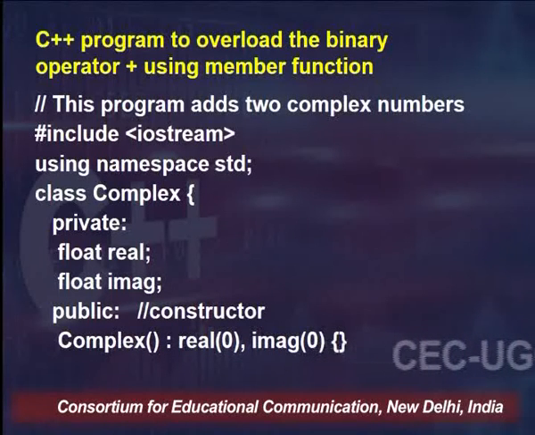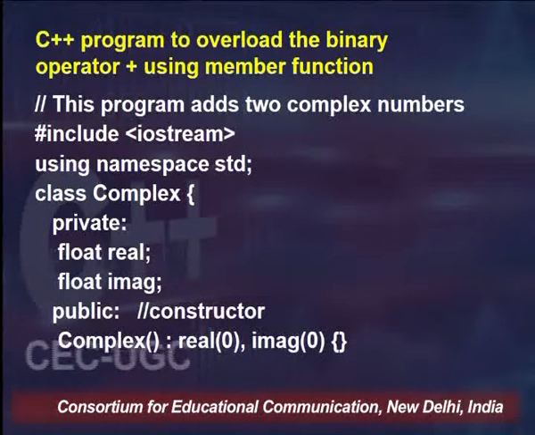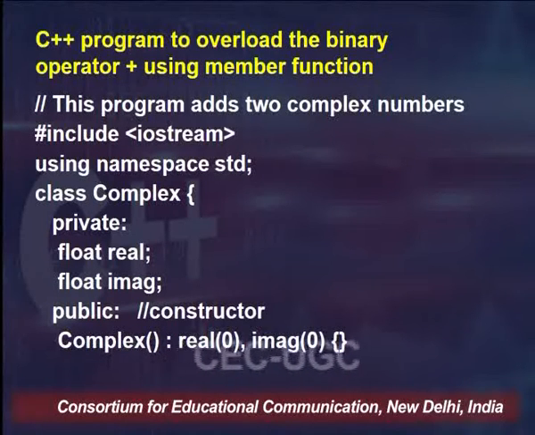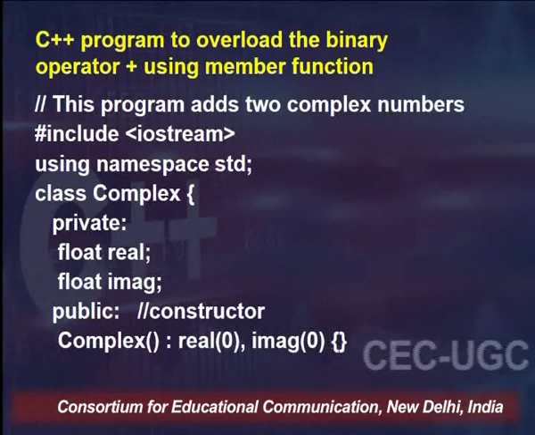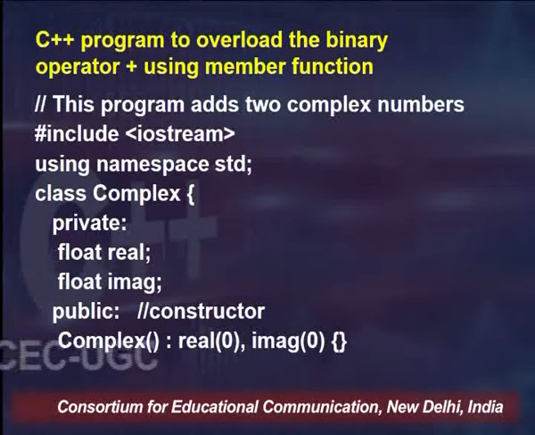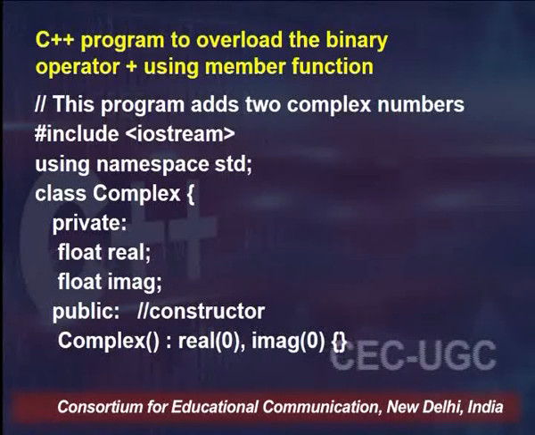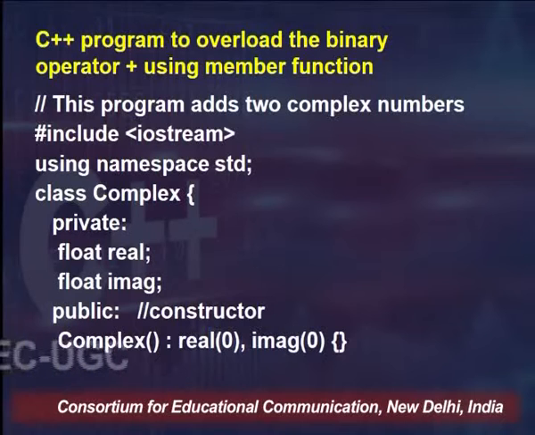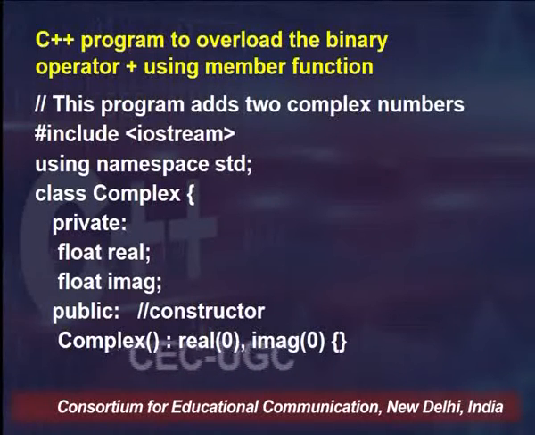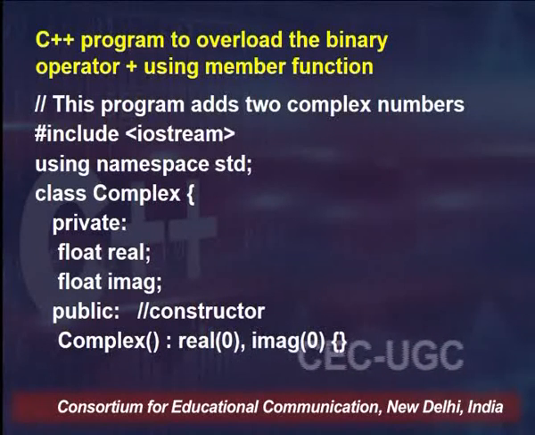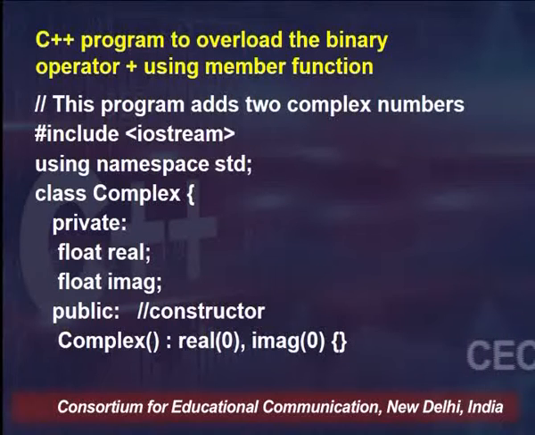Starting with the standard #include iostream and using namespace std, we have one complex class in which there are two private members, one is real, another one is imag, which shows the imaginary part of the complex number, and these two are of type float. These are private members, and within the public section we have one constructor of this class complex.